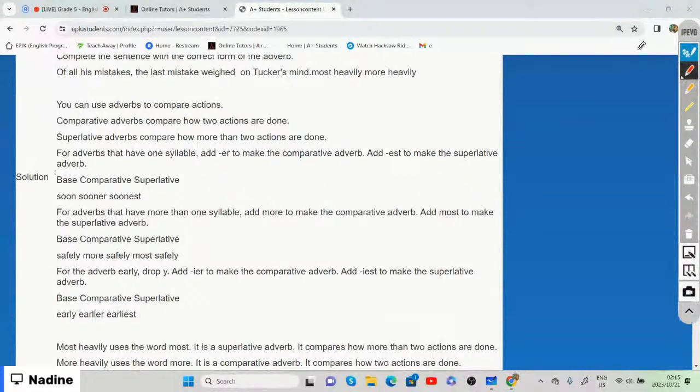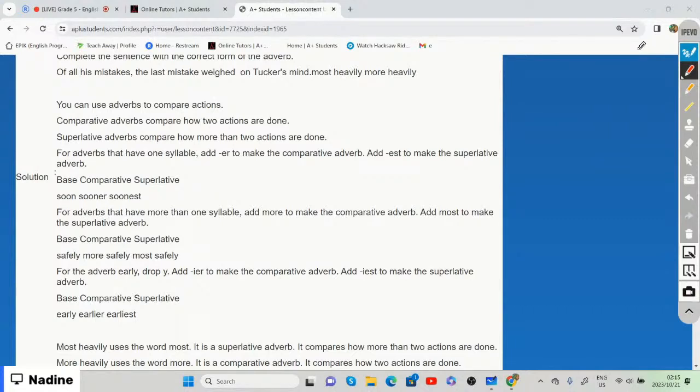You can use adverbs to compare actions, right? And that is what we said. So we said that we have comparative adverbs and we have superlative adverbs. And we said a comparative adverb compares how two actions are done, and a superlative adverb compares how more than two actions are done, right?